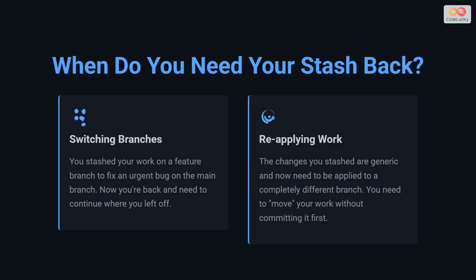So, when would you need to get those stashed changes back? A classic example is when you've stashed your work on a feature to handle an urgent bug fix. Once the bug is squashed, you'll want to return to your feature branch and continue right where you left off. Another common scenario is when you realize the work you stashed on one branch is actually needed on another. You'll need a way to move those changes over.